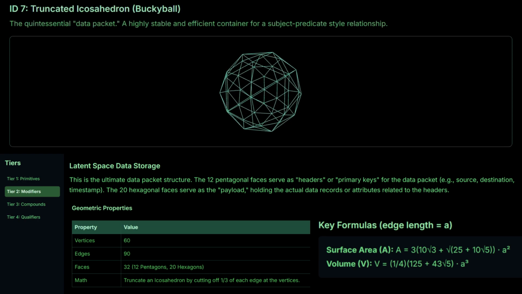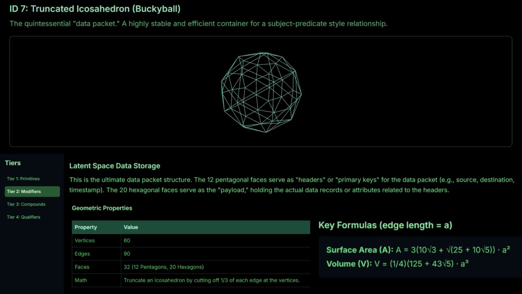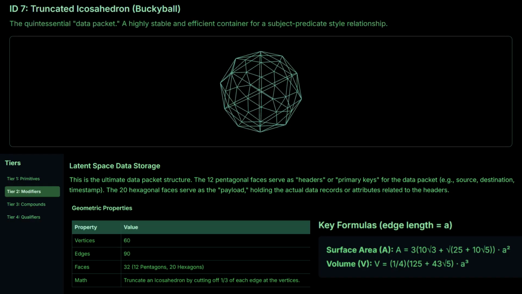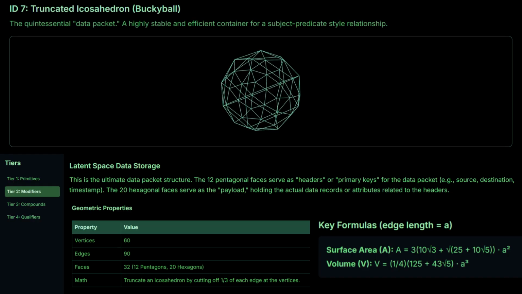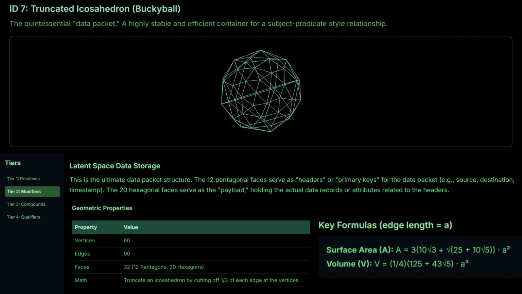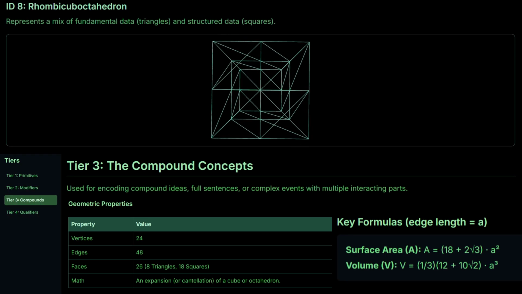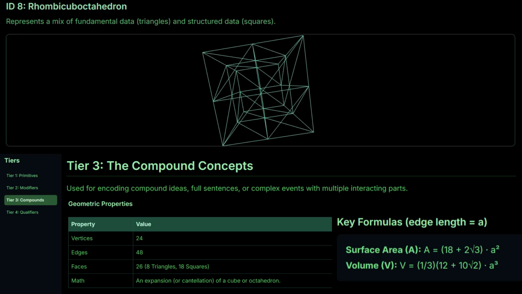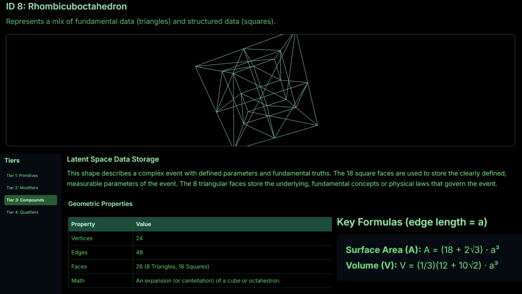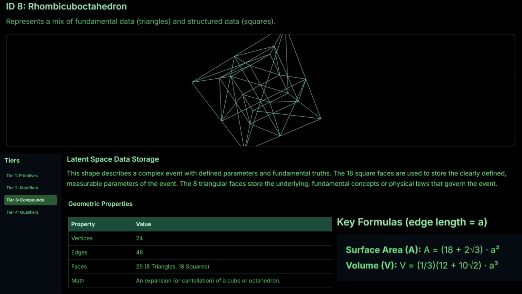ID 7 represents the truncated icosahedron, or the buckyball. This 60-vertex object can mean a stable or efficient container for a subject-predicate relationship. The next tier can be used for encoding compound ideas, sentences, or complex events with multiple parts.